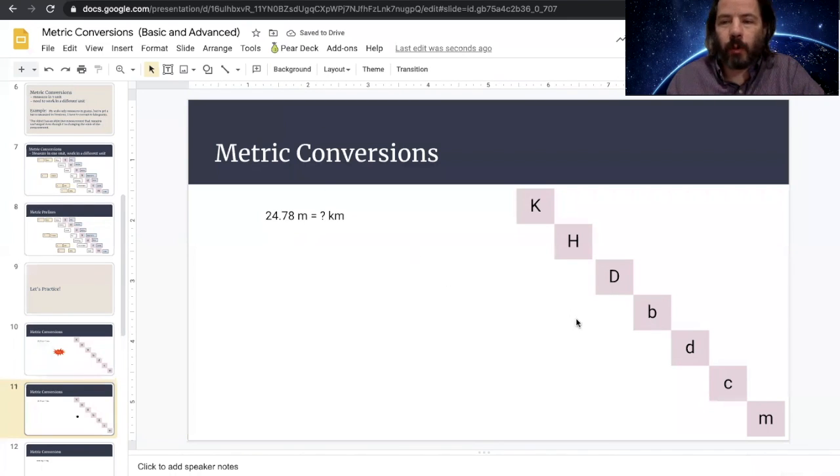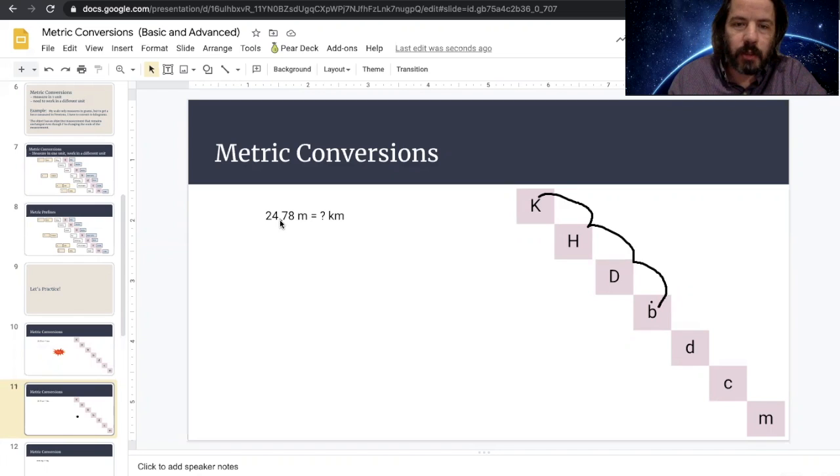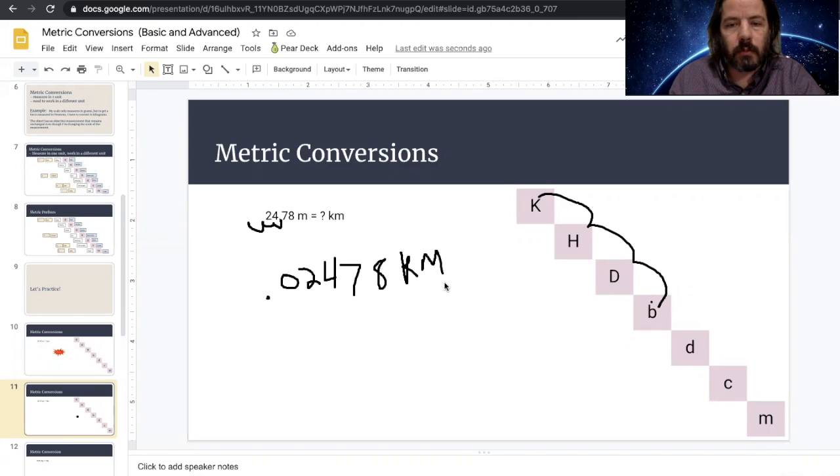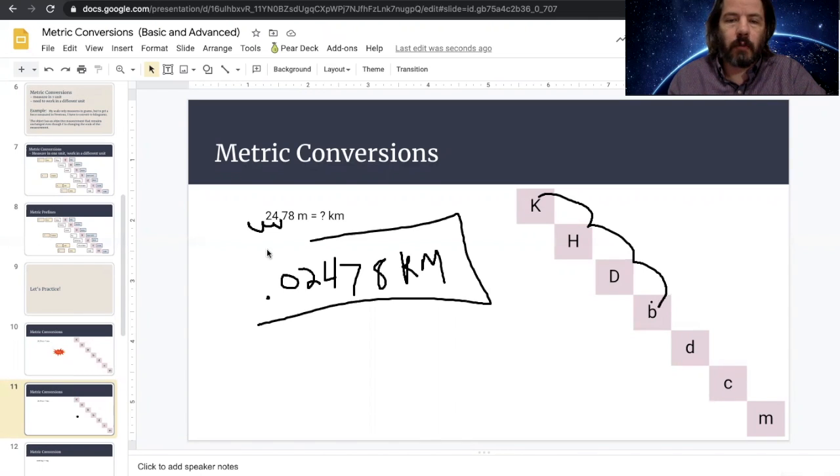So this time we have 24.78 meters. Meters is my base unit. That's where I'm starting. And then kilometers. So 1, 2, 3. So I went to the left. I find my decimal, which is here in the middle, and I go 1, 2, 3. So 0.02478 kilometers. Okay, and that sounds about right. So 24 meters is not very much in terms of kilometers. It is about 2/100ths of a kilometer.